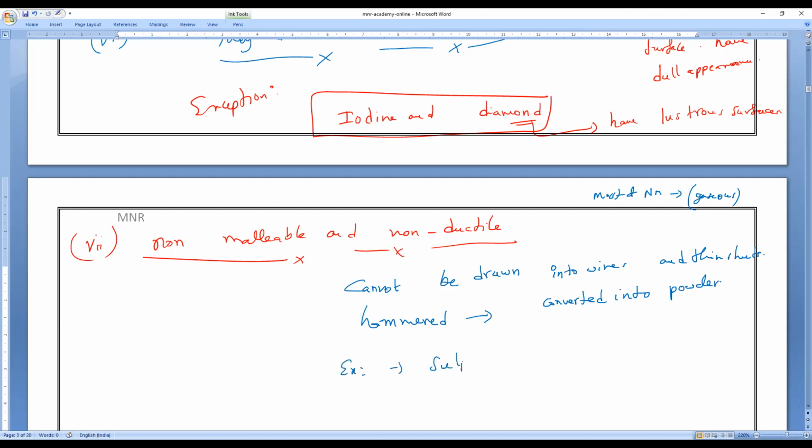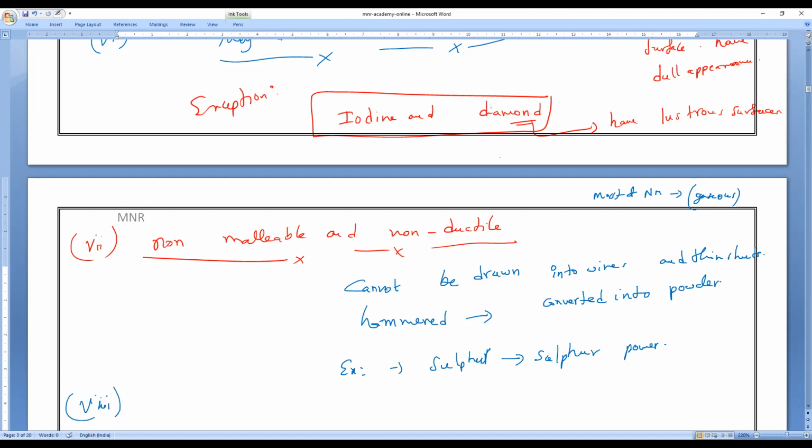Example, sulfur. If you try to hit sulfur, what will happen? Sulfur is very soft, so if you hit it, it is converted into sulfur powder. You can find sulfur powder even in the market.